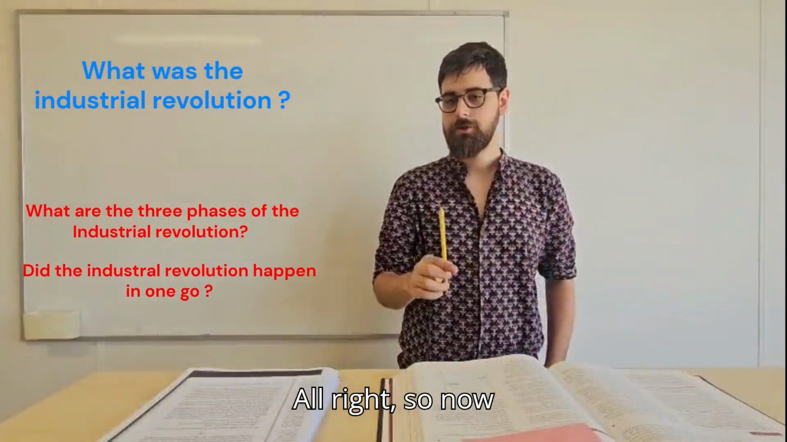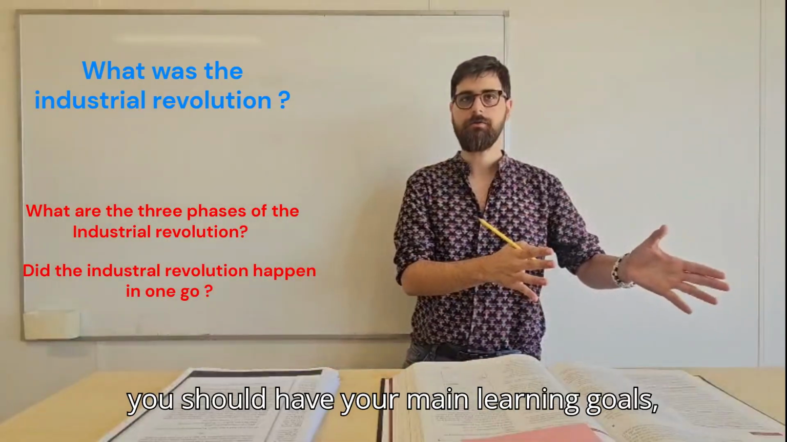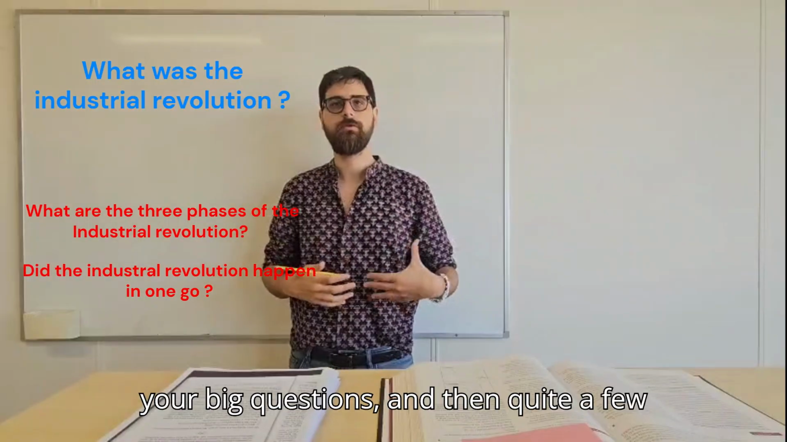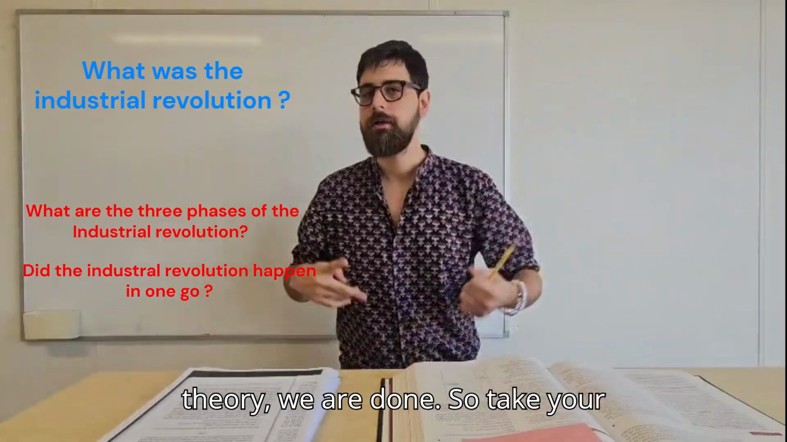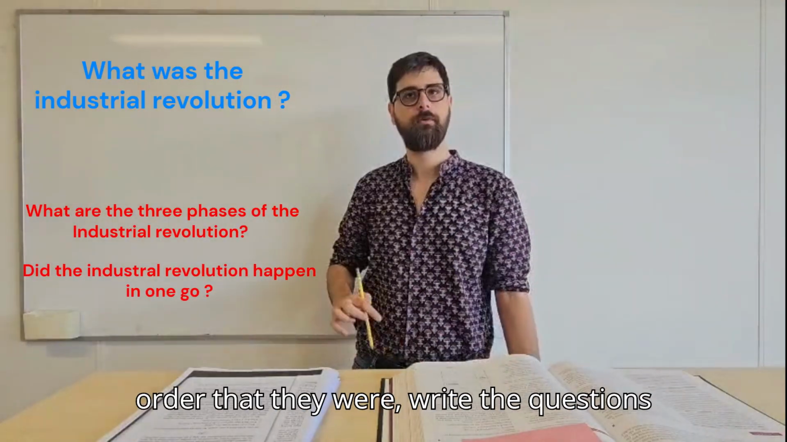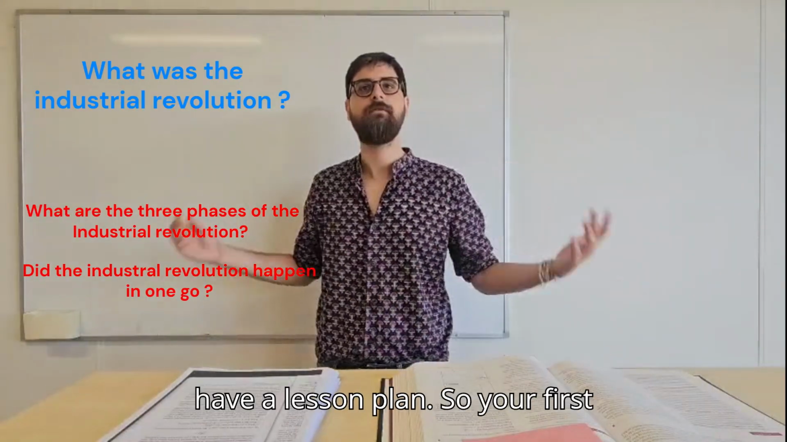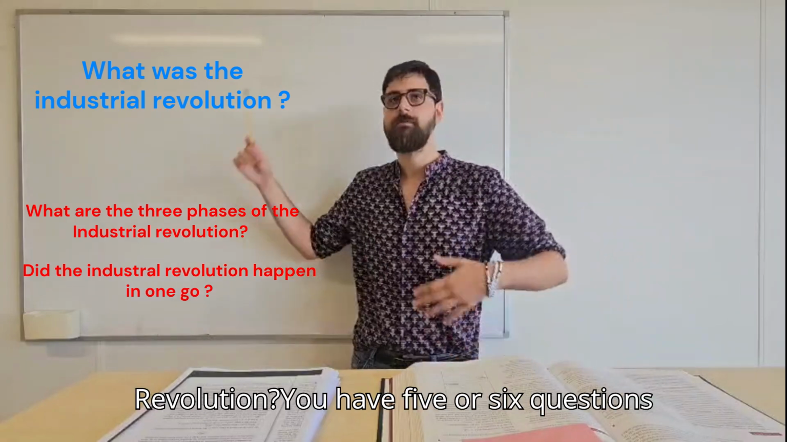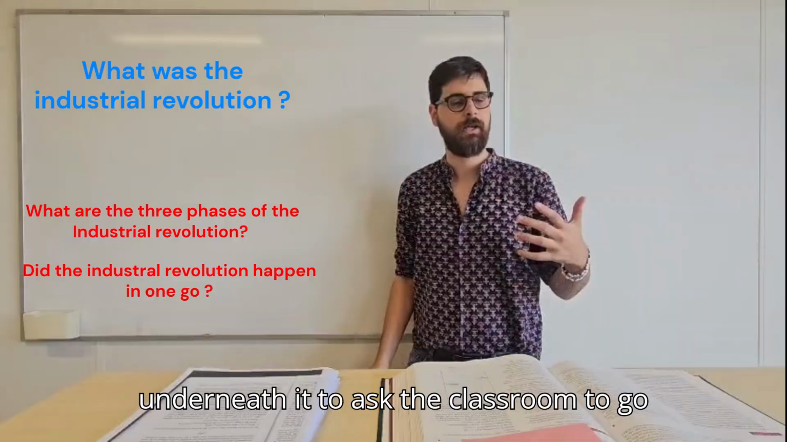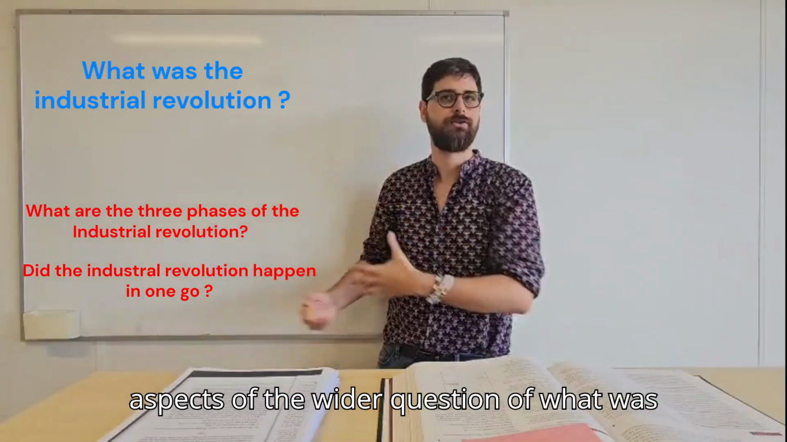All right, so now you should have your main learning goals, your big questions, and then quite a few smaller questions underneath them. In theory, we are done. So take your learning goals, put them in the logical order that they were, write the questions under them, and congratulations, you have a lesson plan. So your first question, what is the Industrial Revolution? You have 5 or 6 questions underneath it to ask the classroom to go deeper and actually analyze all the aspects of the wider question of what was the Industrial Revolution, right?